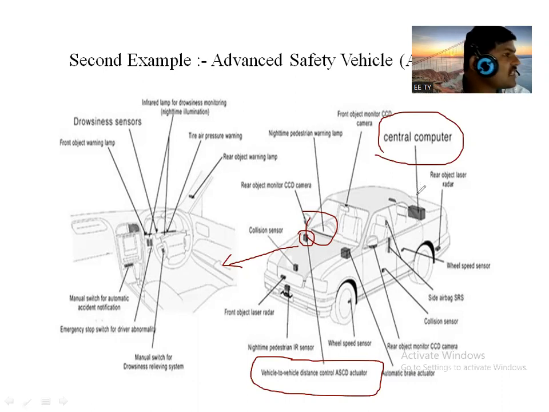Also it will give a command to that actuator. Actuator gets a command to reduce the speed. Reduce the speed, that means the actuator automatically reduces the speed of the wheel, right? So this is from the safety point of view.